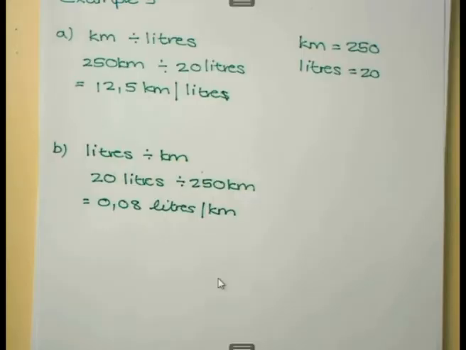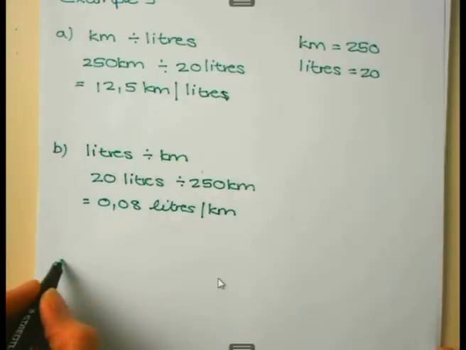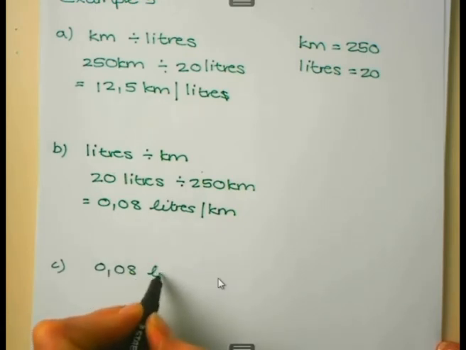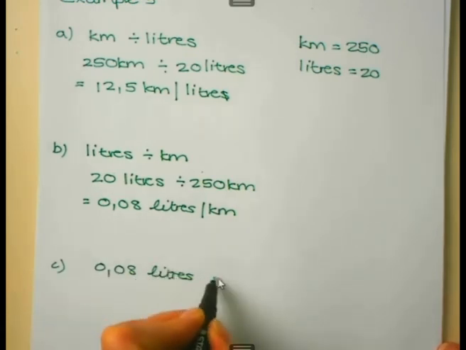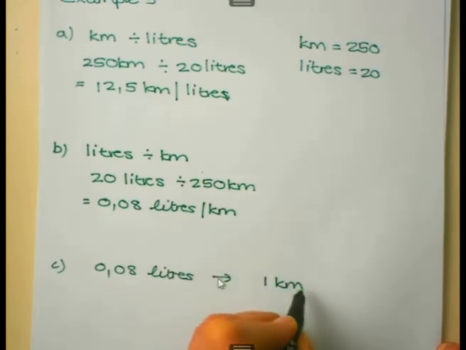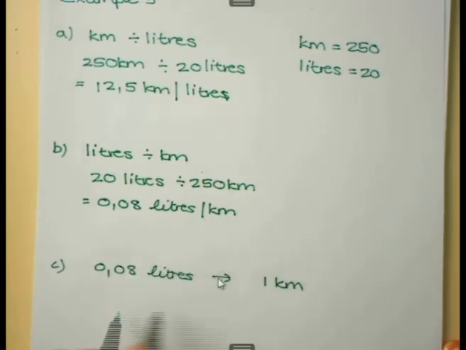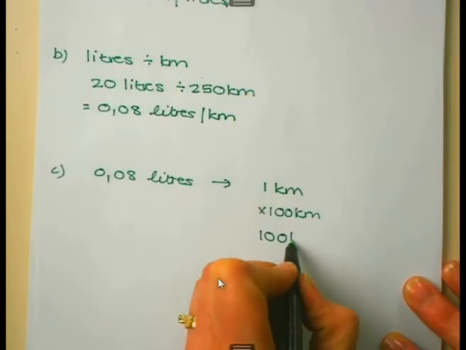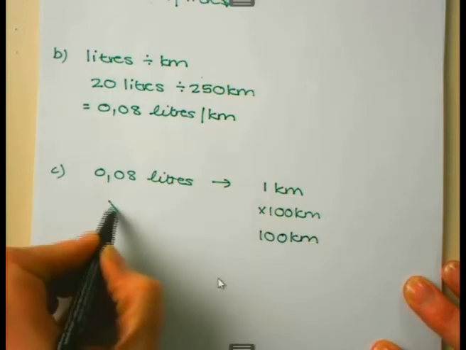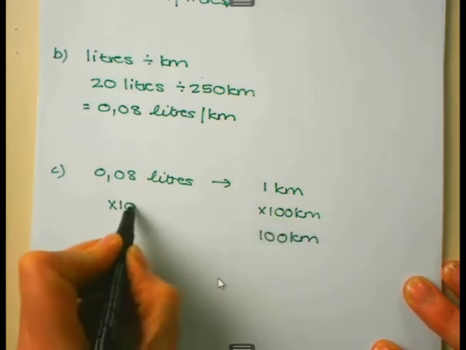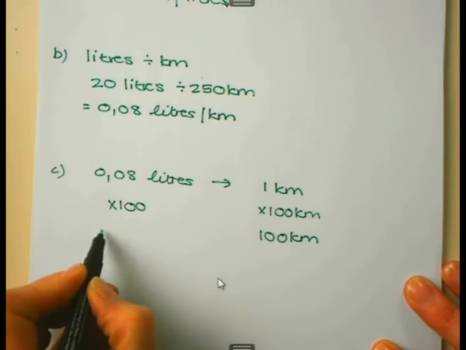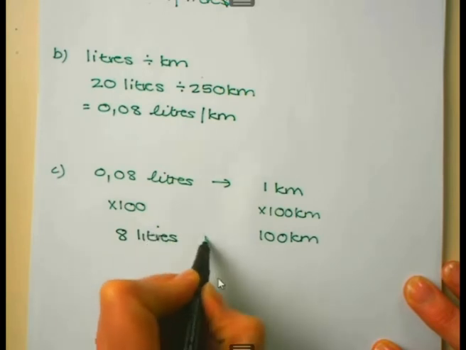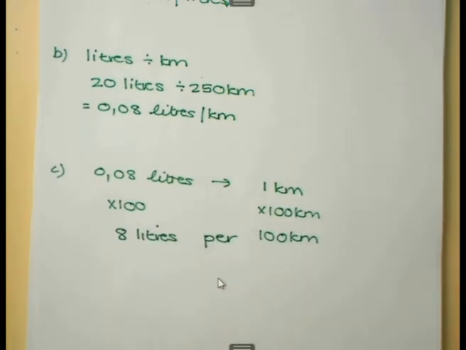It's litres per 100 kilometres. If we look here, it was 0.08 litres for 1 kilometre, per kilometre. But now we want to go up to 100 kilometres. So now we've got 100 kilometres here, but if we multiply it by 100 on this side, we must multiply by 100 on this side. And if we multiply, we're going to get 8 litres per 100 kilometres.